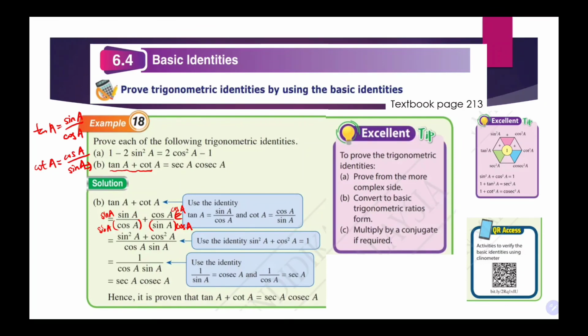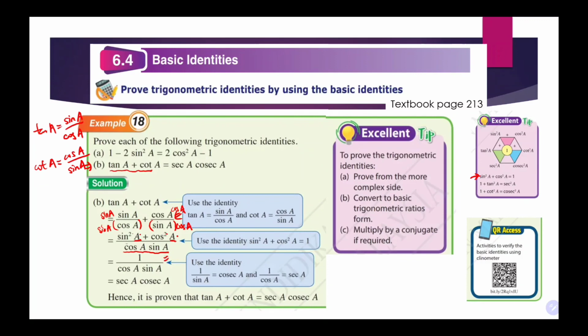Now we can see below we have sine A cos A for both fractions. So we can just write 1 cos A times sine A as the denominator. About the numerator, sine A times sine A, we have sine square A. And then cos A times another cos A, we get cosine square A. We have the same angle and the functions are squared, so we can check our basic identities. We have sine square A plus cos square A equals to 1, so we basically have 1 over the denominator, which is cos A sine A.